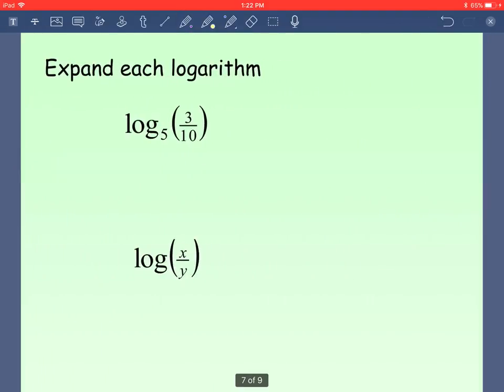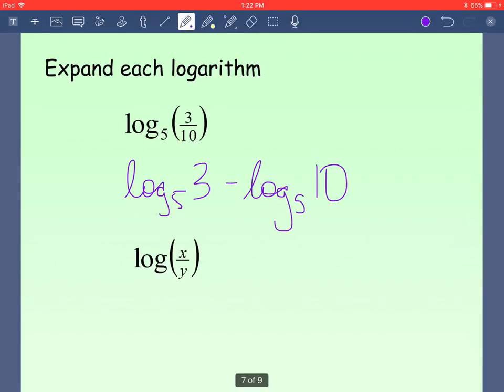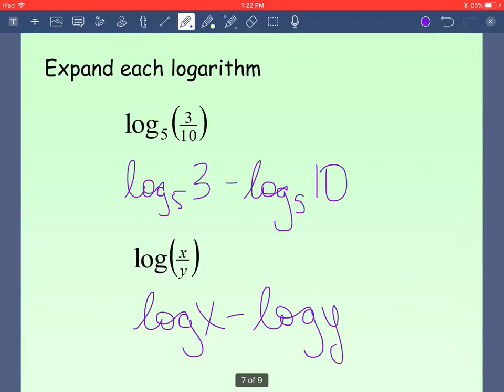All right, expanding. So we're going to write it from one logarithm to 2 logarithms. So log base 5 of 3 over 10 can be rewritten as log base 5 of 3 minus log base 5 of 10. It's subtraction since it's division in the problem. And log of x over y I can rewrite to be log of x minus log of y.